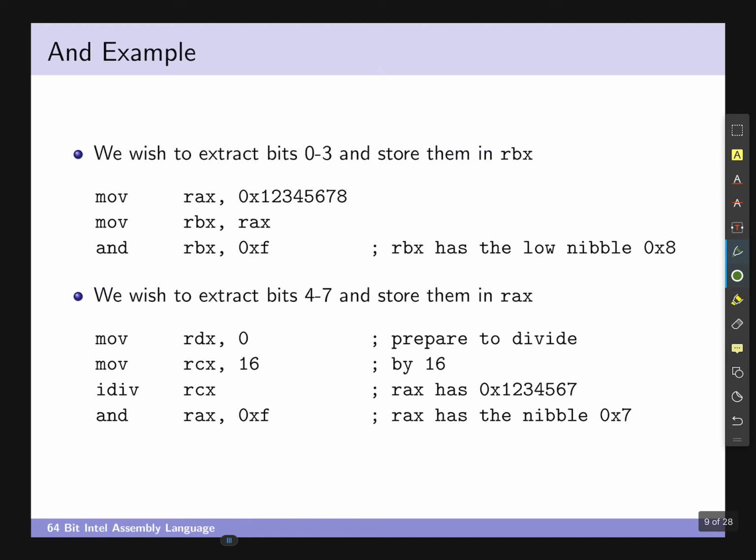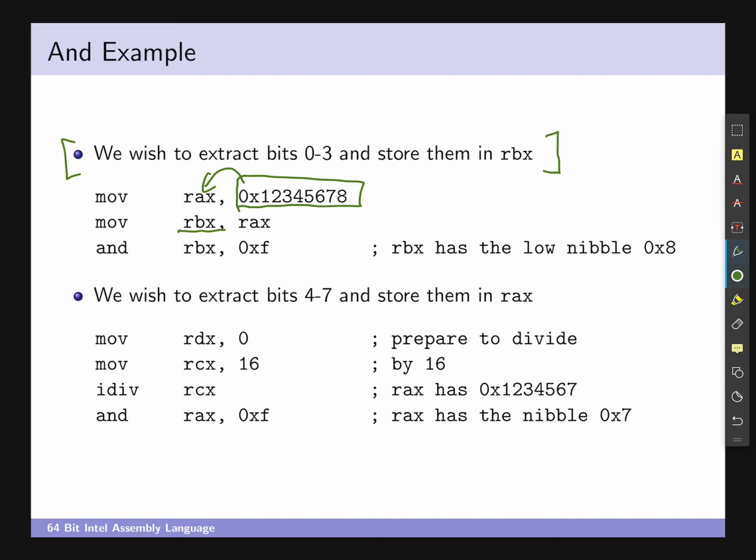So let's look at 2 examples of using AND. So this first one, what we want to achieve is we want to extract bits 0 through 3. So it's basically the bottom 4 bits of a given value and store them in RBX. Okay, so I just want to extract that bottom nibble. So here in this example, the bit string I want to extract from is 1, 2, 3, 4, 5, 6, 7, 8 in hex. So I'm going to make a copy of that into RAX, so it's ready to go for the calculations.